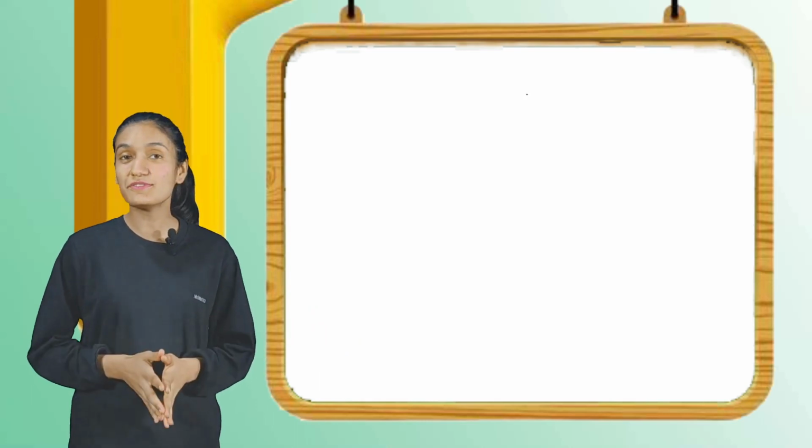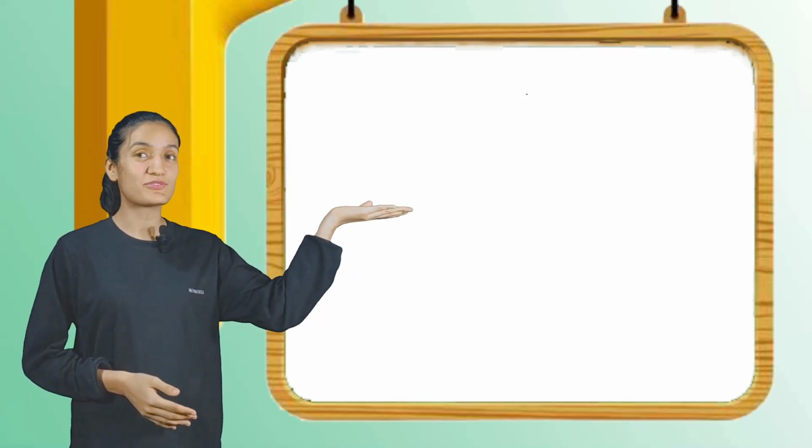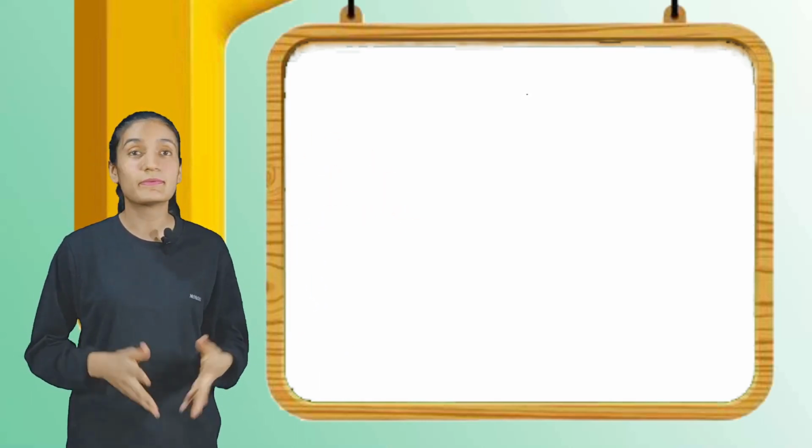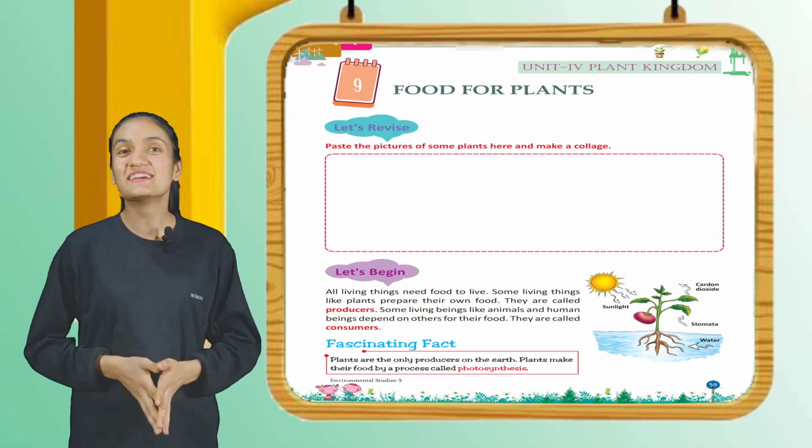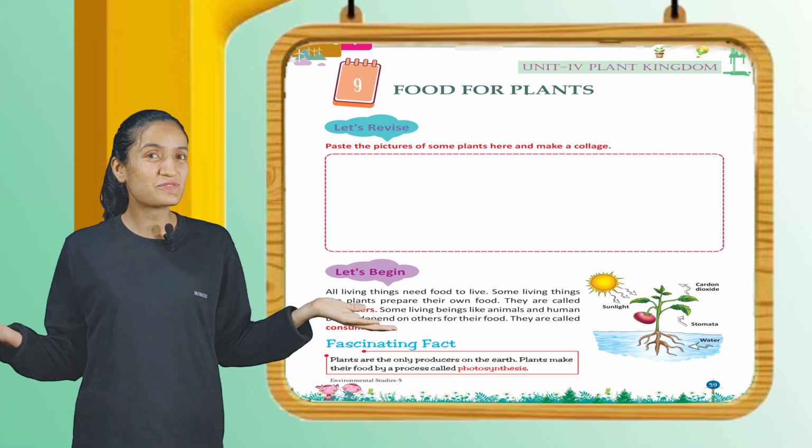So kids, today we are going to start unit number 4, that is Plant Kingdom. In that, chapter number 9, Food for Plants. So kids, we all love food.